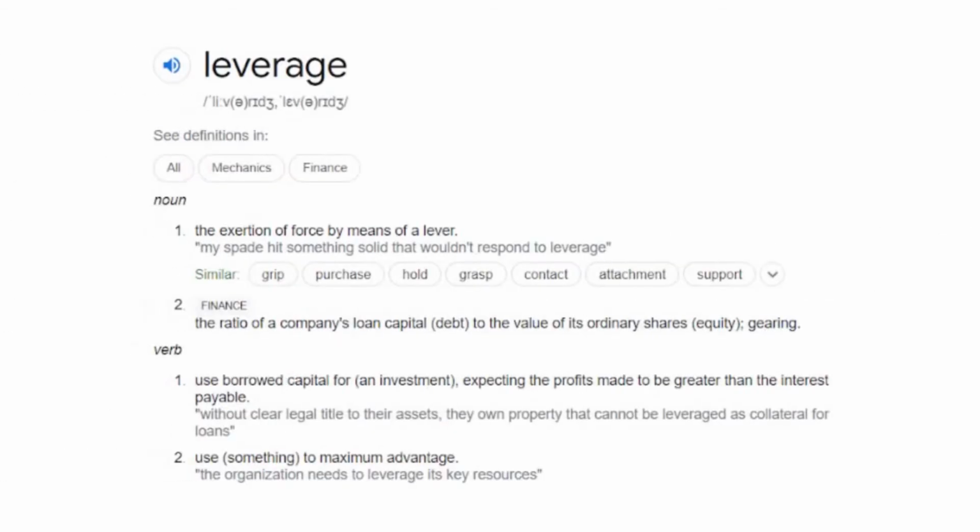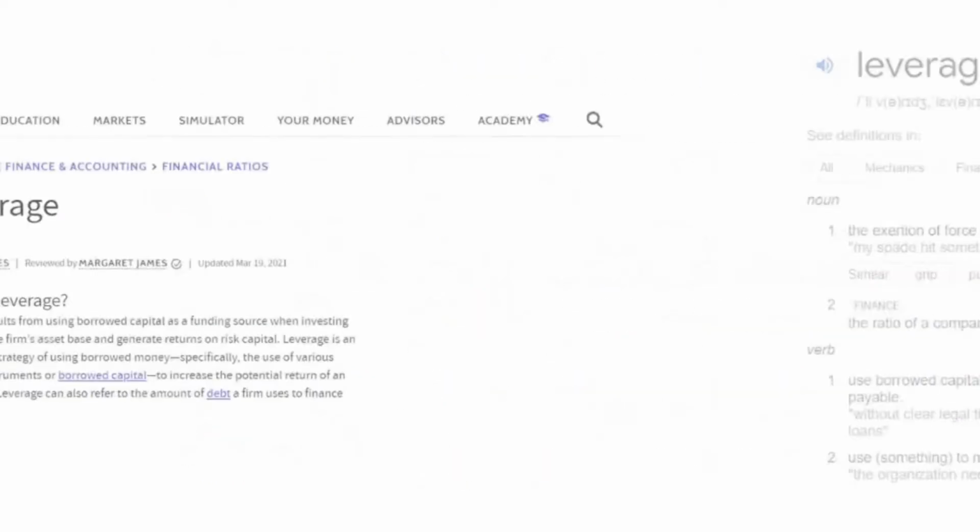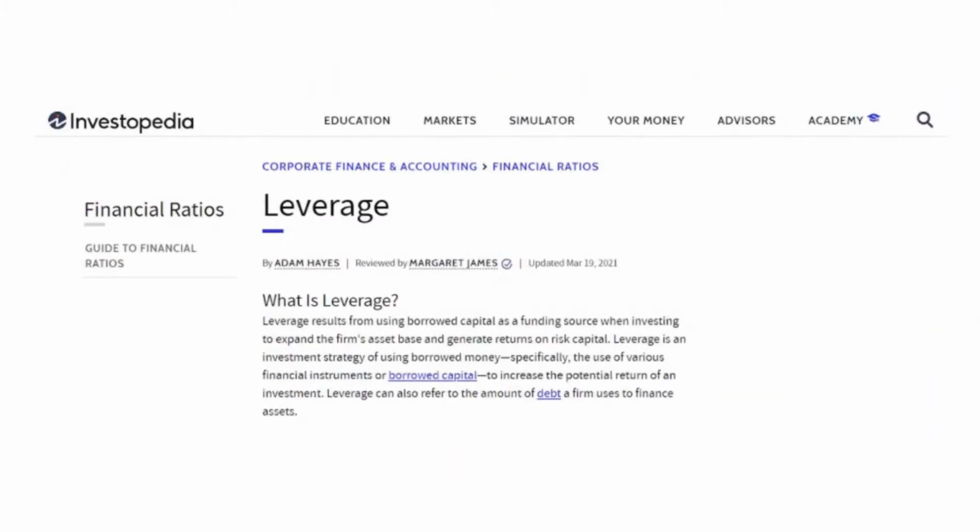For a margin account, they employ the use of a concept called leverage. If you Google what leverage means, it basically means having an edge over someone else or having a bargaining chip over someone else. In trading terms, leverage means almost exactly the same thing. Basically, you are able to trade more than what you own.